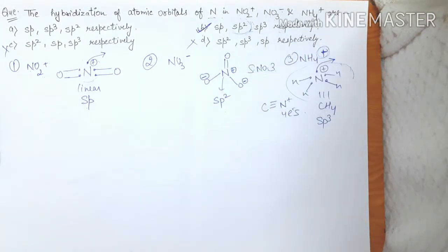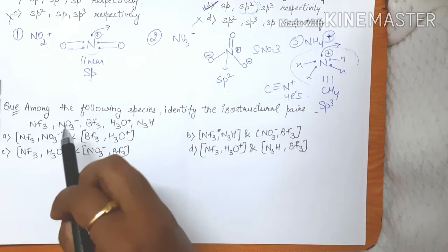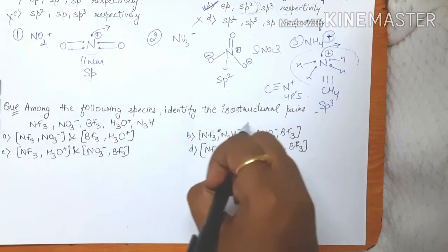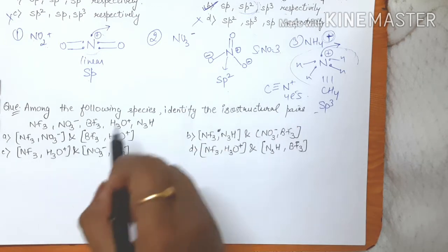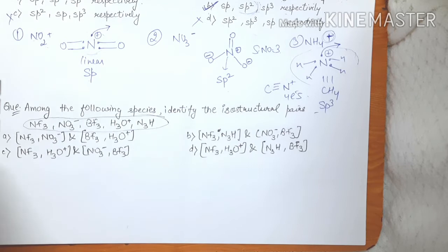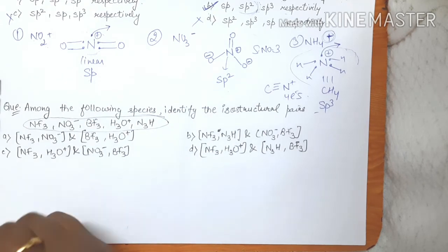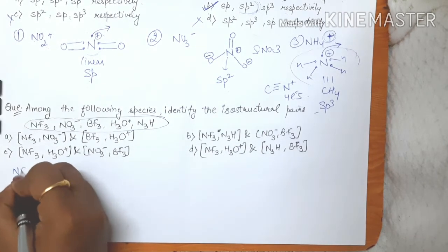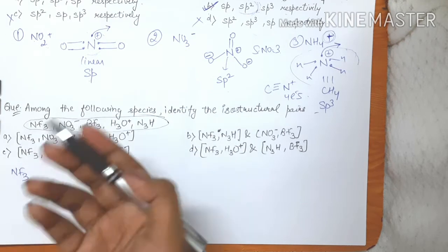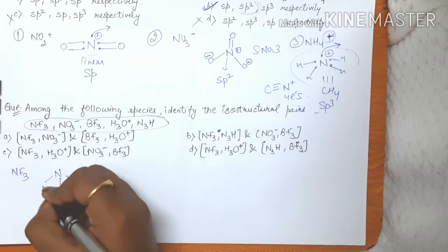So now we'll move on to the next question. So the next question says that among the following species identify the isostructural pairs. So basically these are the species given to us and we have to find out the structures, and then we'll find out which of these are isostructural to each other. So first we'll start with NF3. This is just like ammonia molecule. Now we have practiced enough, so we know that it will be like this, right?